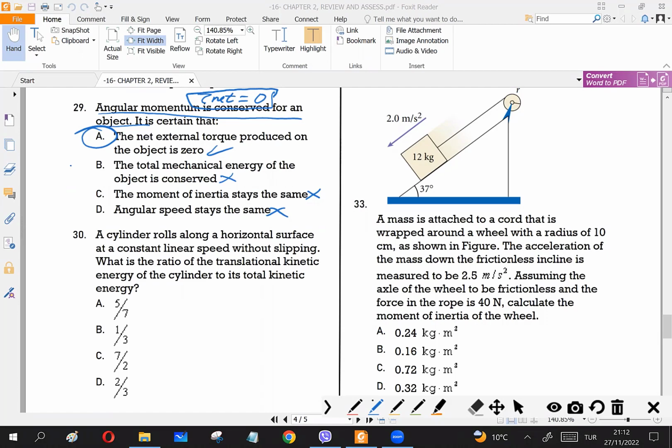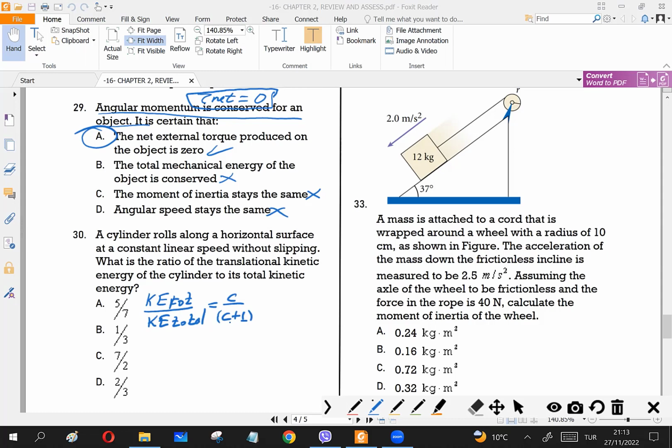Question number 30. A cylinder rolls along a horizontal surface at a constant linear speed without slipping. What is the ratio of the translational kinetic energy of the cylinder to the total kinetic energy? In fact, we have the hack rule for this. In the classroom, we did this. Kinetic energy rotational divided by kinetic energy total equals C divided by C plus 1. Do you remember this?